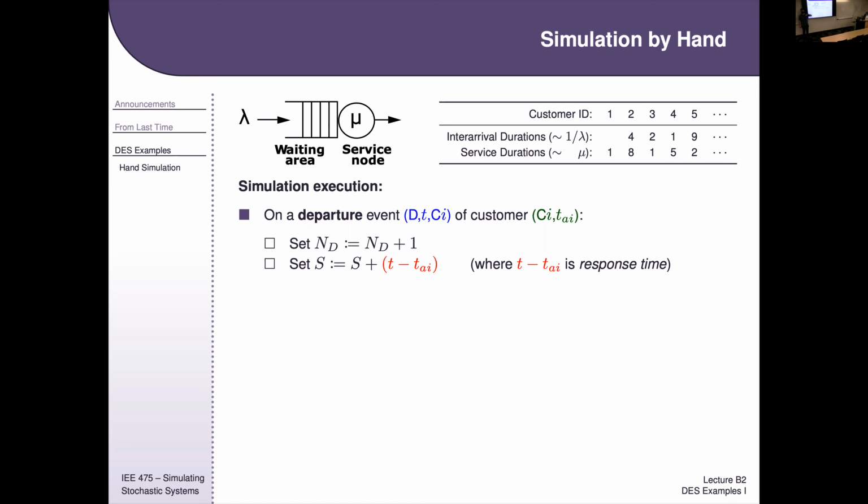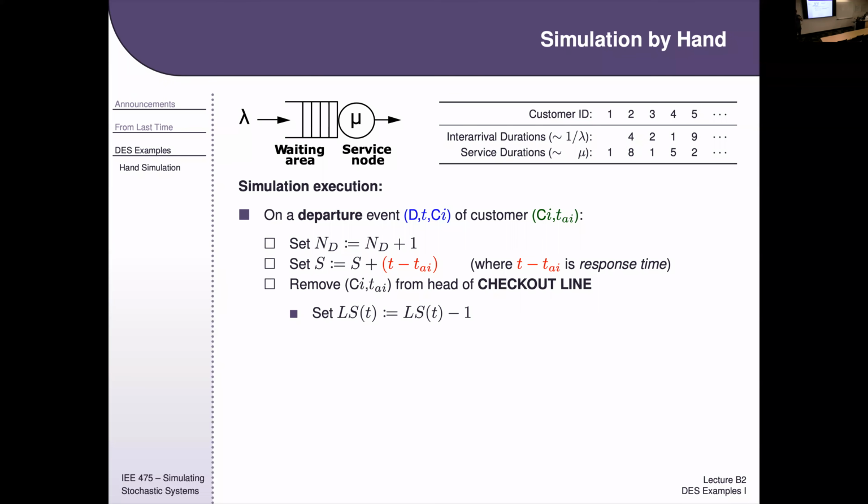So ND is the number of departures. On a departure event, we have had a departure, so we increase our count of departures. Then we also need to increase the cumulative service time, or cumulative response time. We take whatever the previous cumulative response time is and add to it the response time from this customer, which is the current time minus their arrival time, which we have in their customer record. We know when they arrived. So that's the total time they were in the system, and we're adding that to the cumulative response time.